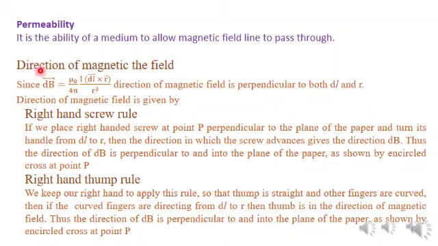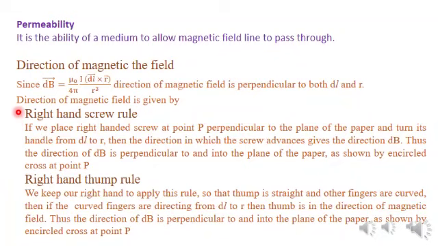Direction of magnetic field. Since in the expression of dB there is one dl cross r, direction of magnetic field is perpendicular to both dl and r. It is correctly given by two rules. The first one is right hand screw rule and the second is right hand thumb rule. First one, right hand screw rule.